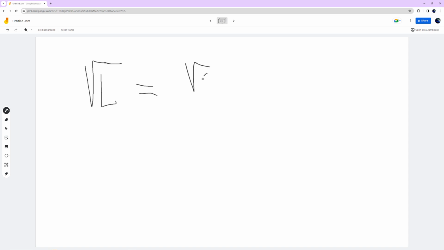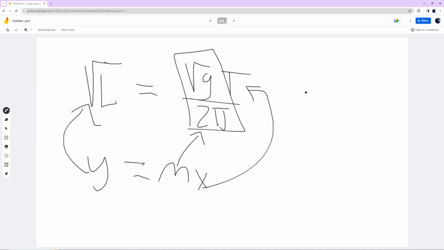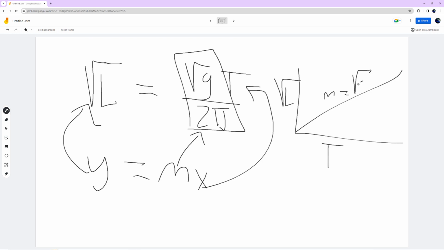I think it was square root of g over 2 pi t. So if we're looking at y equals mx, the slope here is going to be that. The x here is going to be t, and y is going to be there. So we're basically going to be graphing on the y-axis, square root of L, on the x-axis, t, and the slope here is going to equal root g over 2 pi.